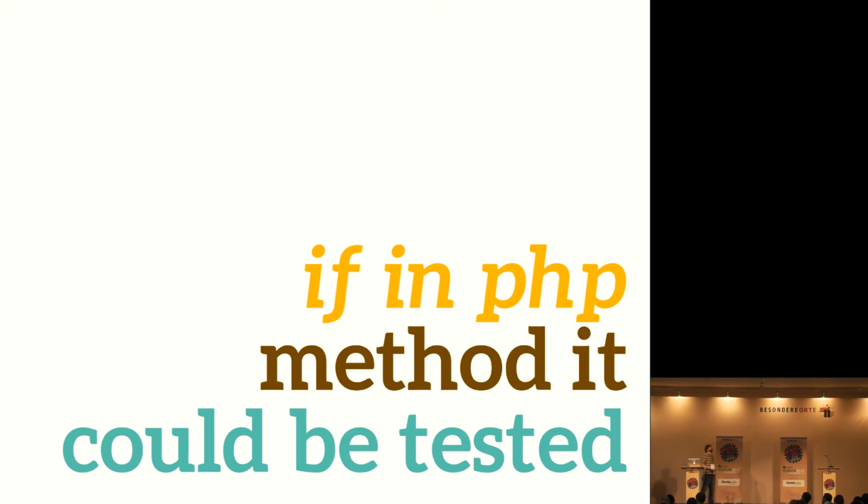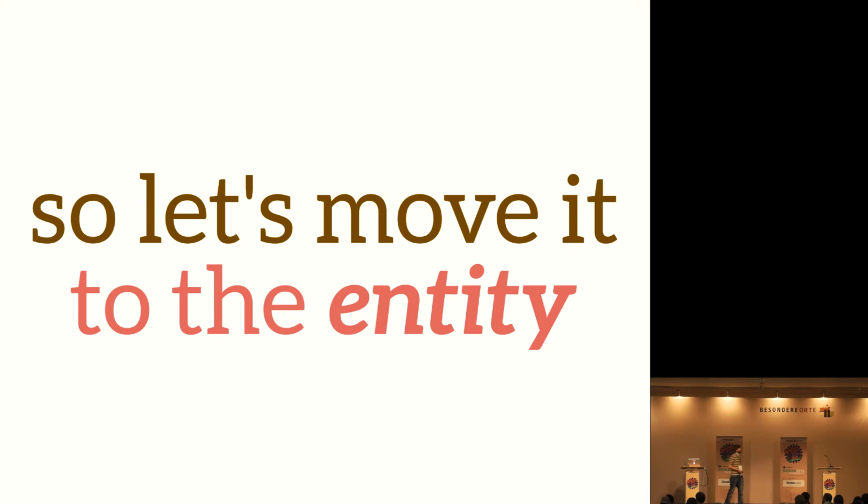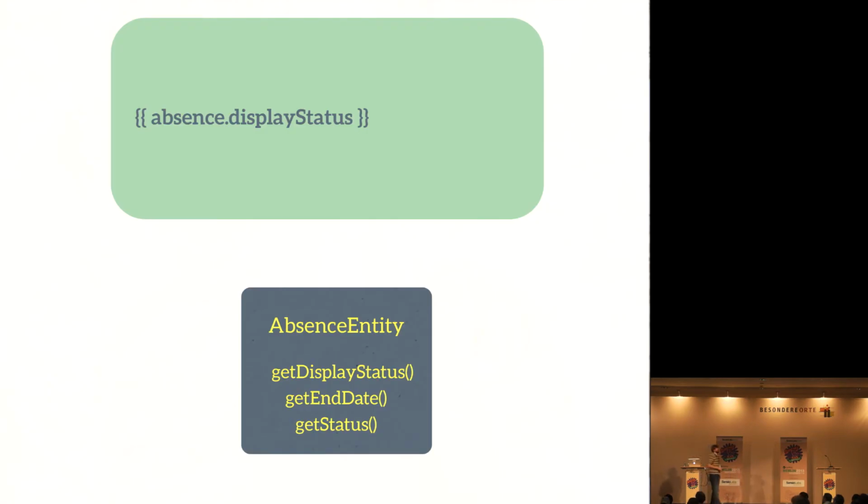Okay. So if we want to test it, what can we do? We can move it into the entity, simplify the template, which is nice, so nice clean templates. If we want to reuse this elsewhere, it's wrapped up in a method, we're not repeating ourselves in the templates. And we add a display status method to the absence entity. But again, we're kind of coupling this back into our entity. So for one thing, we might want to display the status differently on different views, and then end up introducing yet more methods into it.